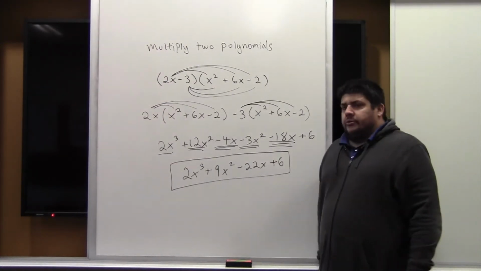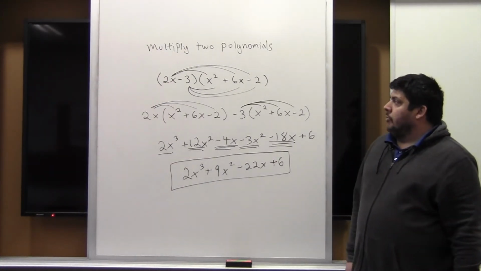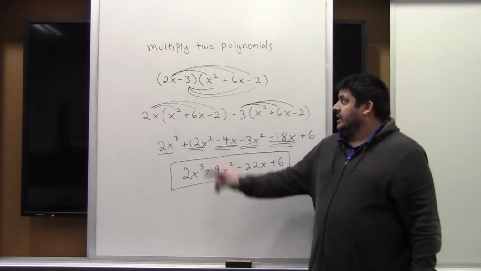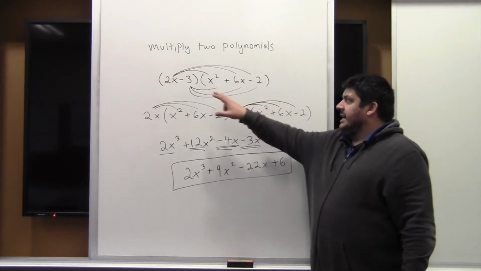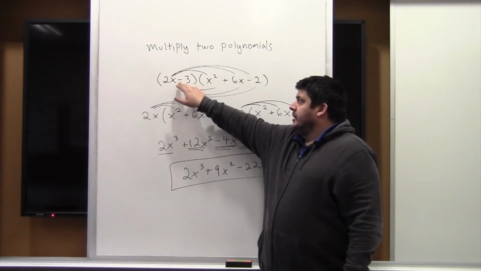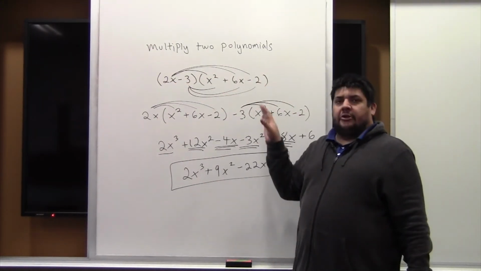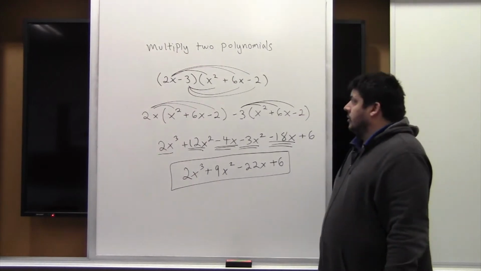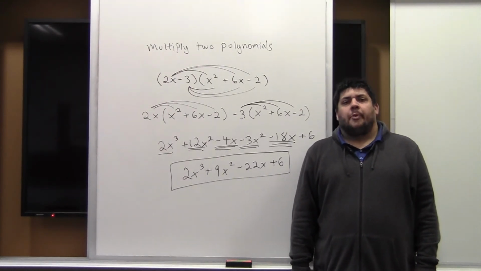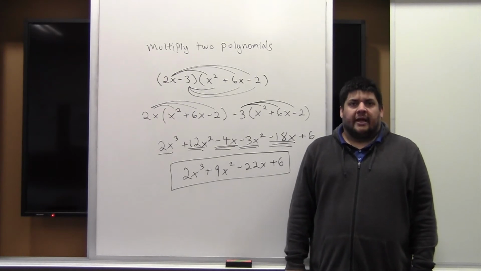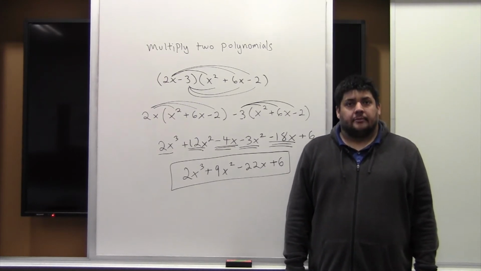Okay, and this is how you solve problems where you're multiplying two polynomials. No matter how long this polynomial is, you'll do the same process. Each term over here needs to be multiplied by this whole polynomial individually. So now let's move on to multiplying two binomials. That's what we'll see in this next example.